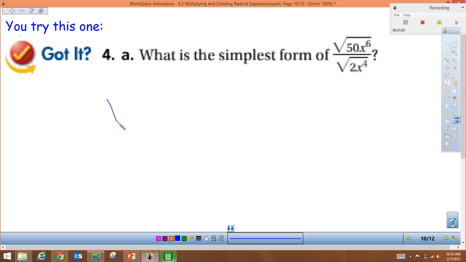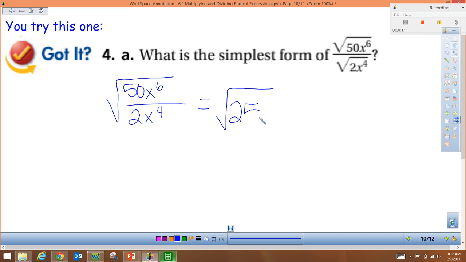The square root, okay, both of these are square roots, so we can combine underneath 50x to the 6th over 2x to the 4th, which will give us the square root of 25x squared. 50 divided by 2 is 25. x to the 6th over x to the 4th simplifies to x squared, which we know the square root of 25 is 5, and the square root of x squared is x. Good job if you got it correct. Nice work. Let's move on.